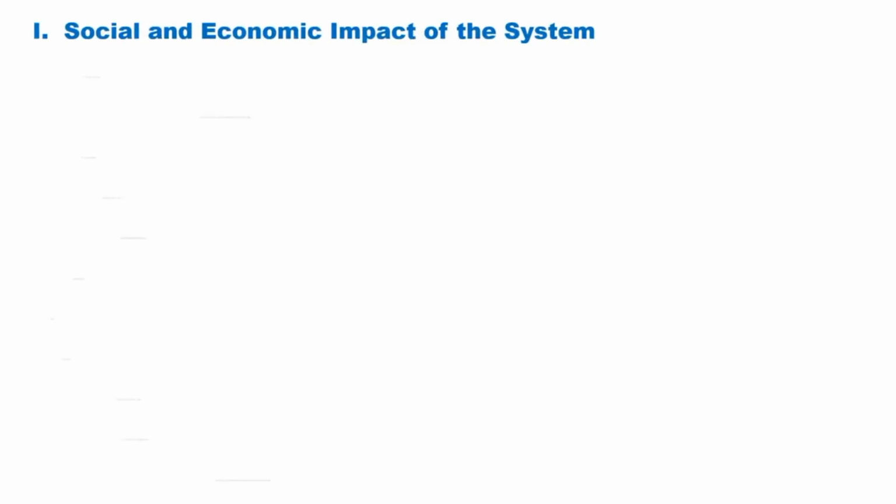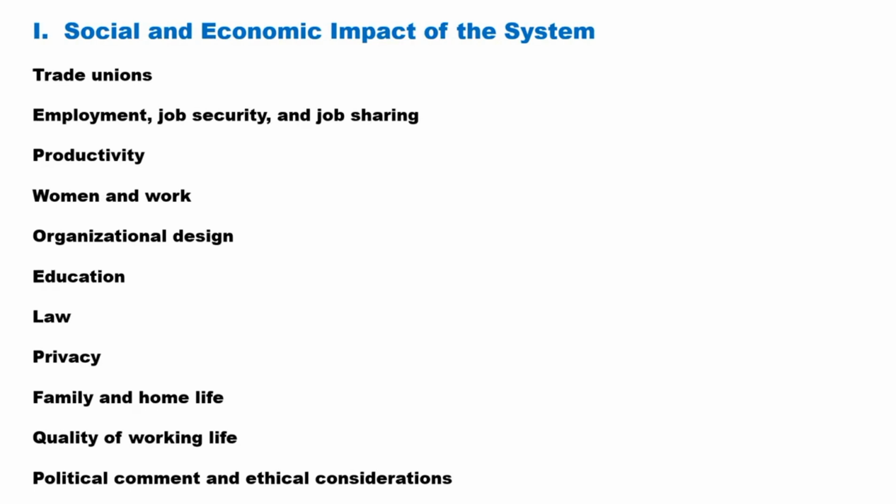H. Health and safety, general health and safety, etiology, injuries and illnesses, prevention. I. Social and economic impact of the system, trade unions, employment, job security, and job sharing, productivity, women and work, organizational design, education, law, privacy, family and home life, quality of working life, political comment and ethical considerations. J. Methods and techniques, approaches and methods, techniques, measures.